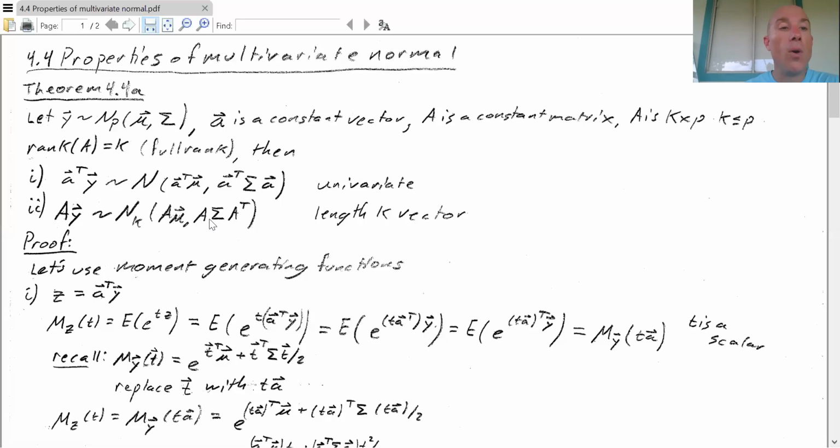Well, what I'm going to do is multiply our covariance matrix by A on the left and on the right by the transpose, and that will give us our covariance matrix. All right, now, how do we prove this?